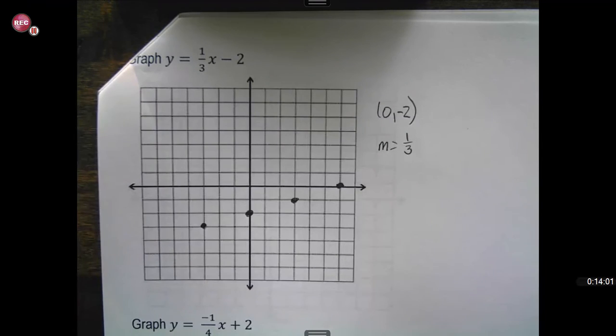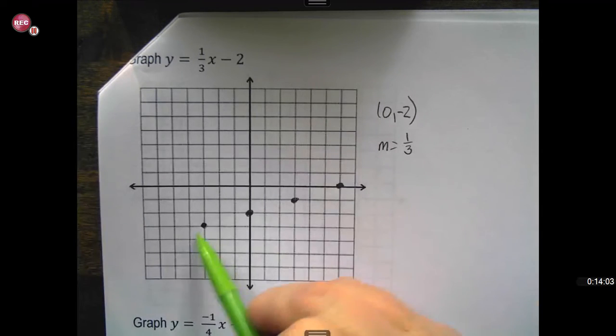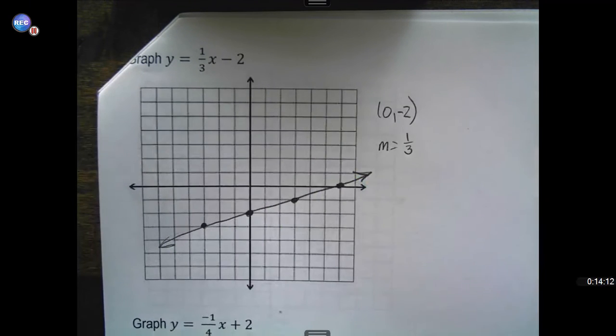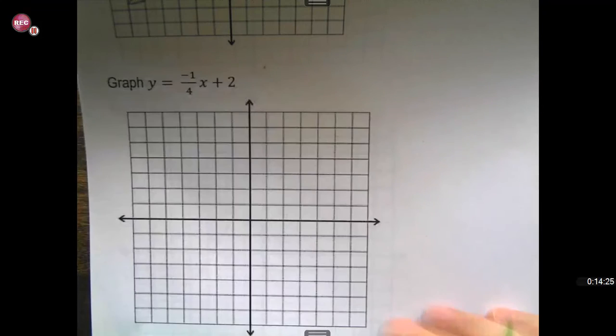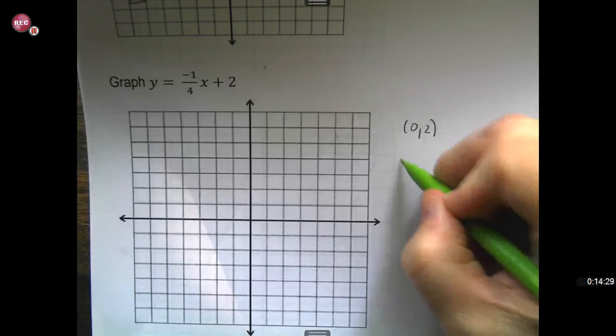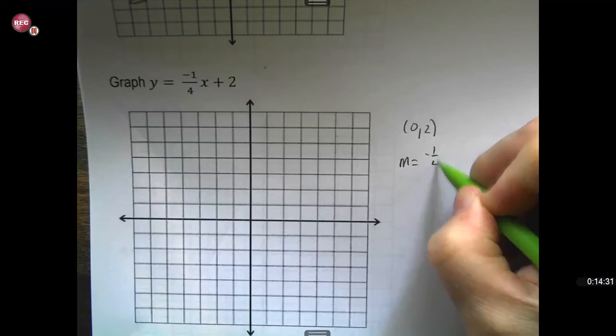Then our answer isn't the dots. Our answer is the actual drawing in of that line. So that's our answer. Our task is to graph the line, not the dots that are on the line. So the dots just tell me where to draw the line. Okay. This one, my y-intercept is 0, 2, and my slope is -1/4.